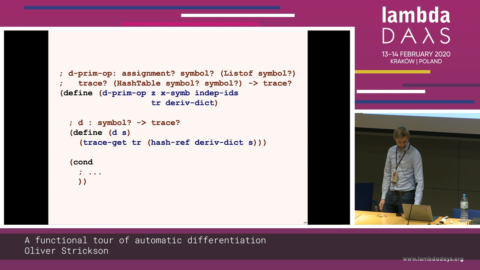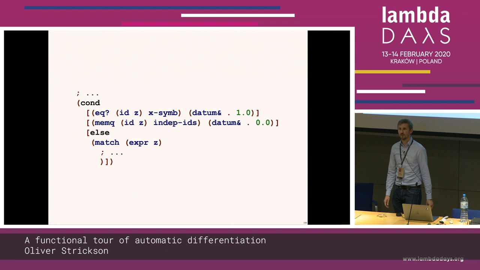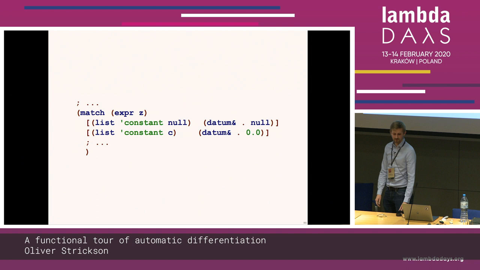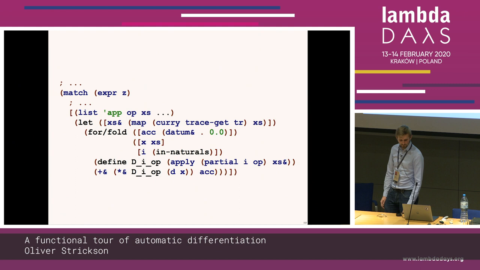So I just define this little helper d to just pull out, given a symbol, the trace corresponding to that symbol, the derivative of that symbol. And then the rest is just a sort of big case statement. So first of all, I check whether it's the thing I'm differentiating with respect to, then in that case it's 1, otherwise it's nothing, or 0. And then I match on the expression. So constants are 0 or null. Function applications look a bit like that.